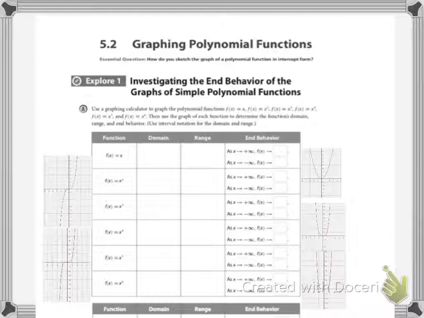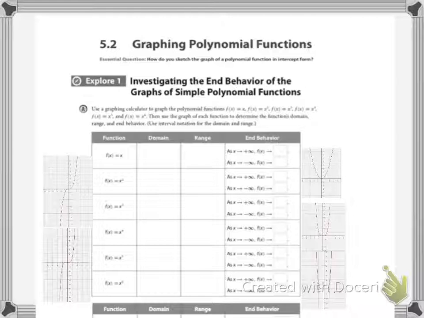We're going to be looking at Lesson 5.2 today, which is graphing polynomial functions. In our most recent lesson, we explored the graph of x cubed and different transformations. So that's the basic cubic parent function, and then any transformations of that. In today's lesson, we're going to see if we can go a little beyond that. And our essential question is: can we sketch the graph of a polynomial function that is in intercept form?